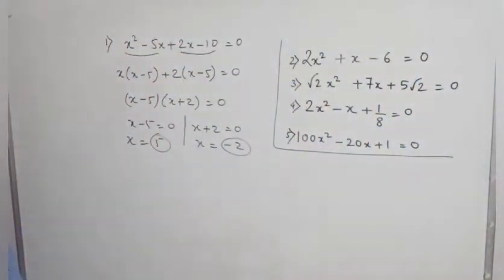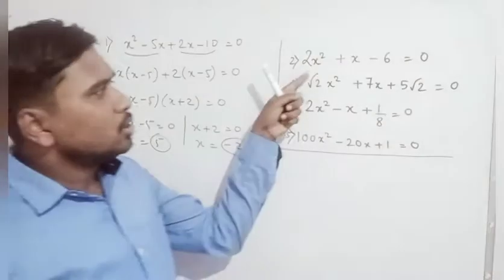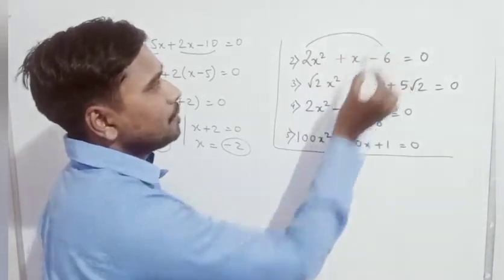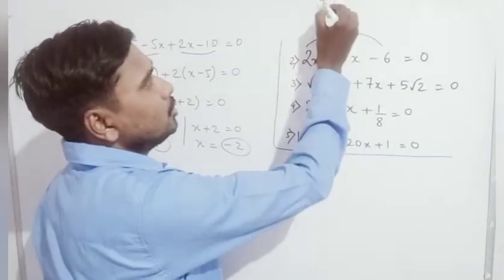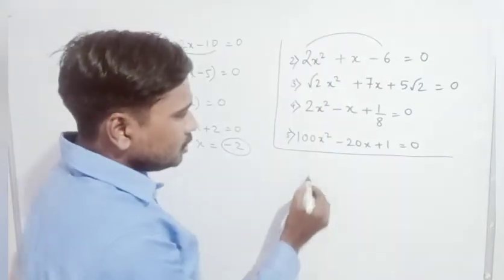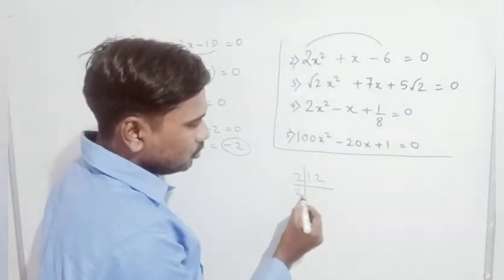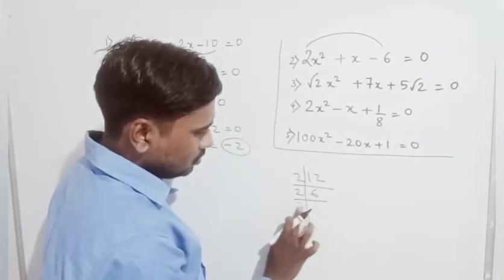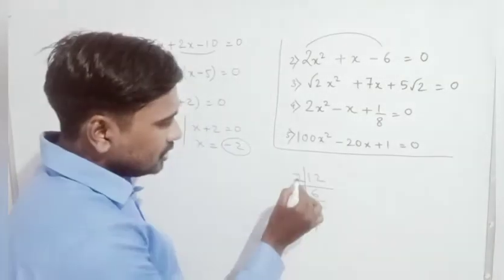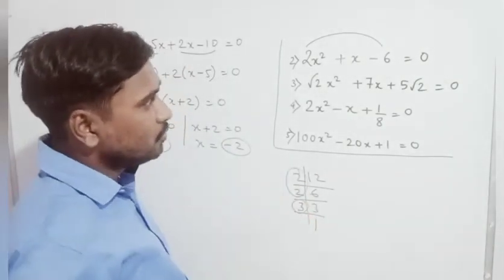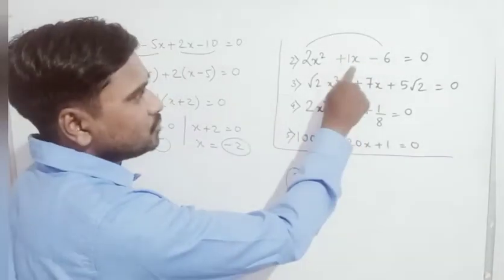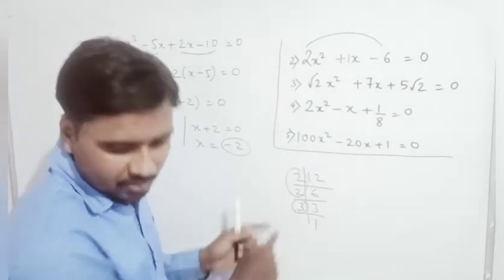Now we will solve the second question. What is the second question? 2x square plus x minus 6. So we will multiply these two parts, it will be 12. When you factorize 12, you get 2, 2, 3. So it is 4 and 3. With the help of 4 and 3, you can get 1, because there is 1 in the middle term. So plus 1 means 4 should be positive and 3 should be negative.